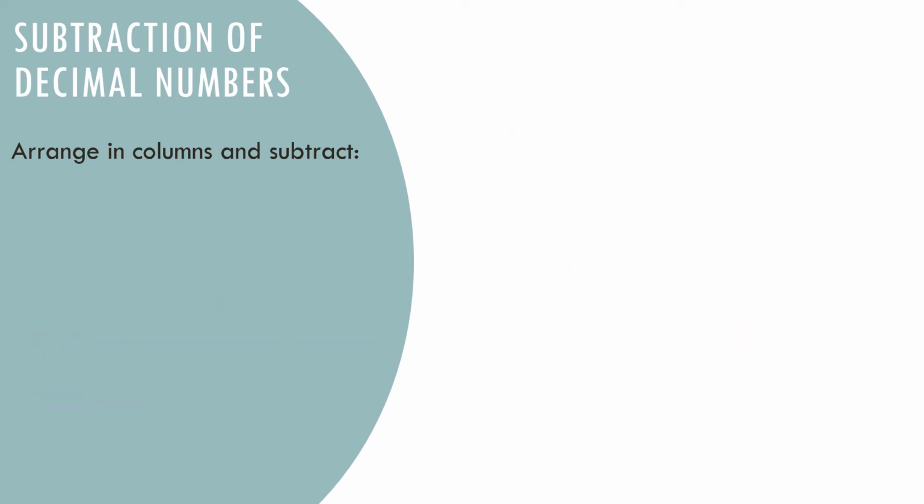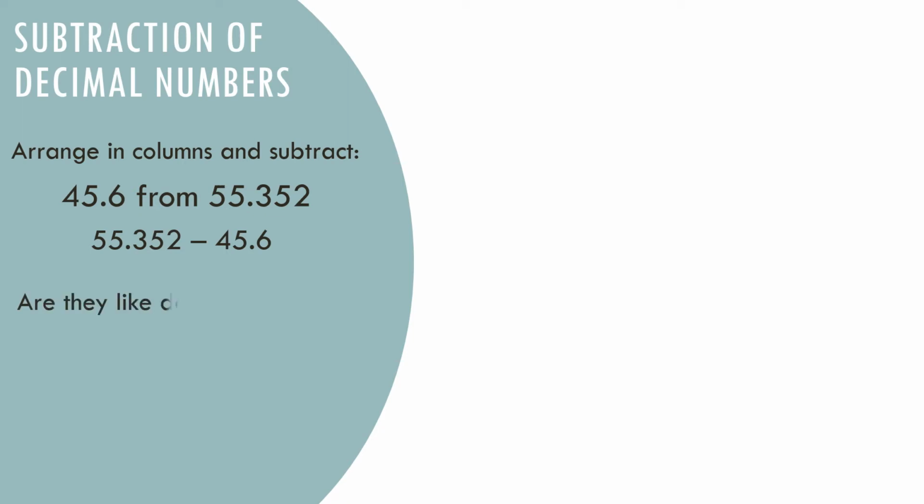Let us solve one more question. Arrange in columns and subtract. Question number 3. 45.6 from 55.352. In subtraction, order matters. So the number you are taking from goes on the top and the other number goes to the bottom. That is 55.352 minus 45.6. Are they like decimals?